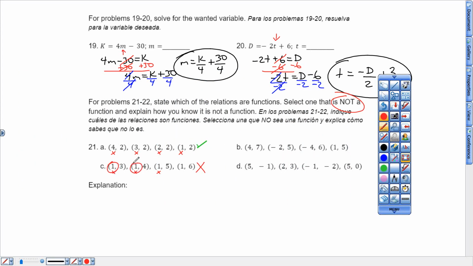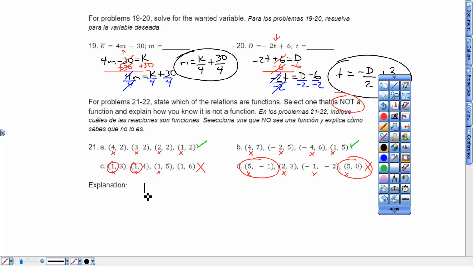Can't have that. This guy, my x numbers, none of them are the same. None of them repeat. That's a function. This guy, looking at my x numbers, my input numbers, I have two of these right here that shows an input giving two different outputs. So pick one that's bad and explain how you know.